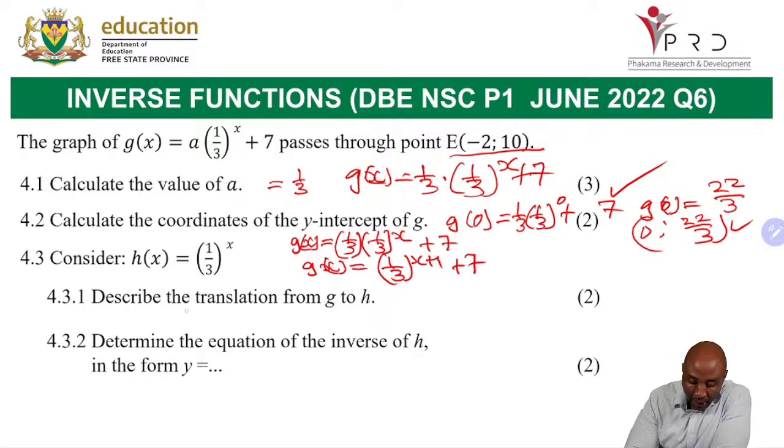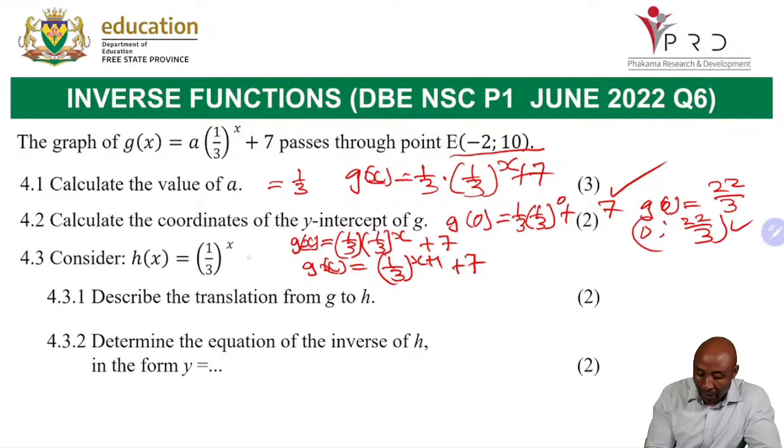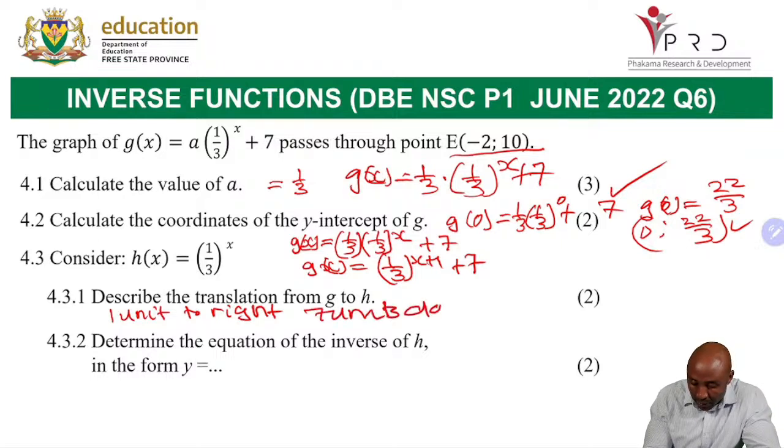Now, I want to describe the transformation. We are moving from this to get that. So, as you can see, this is going to be plus 1. So, we are moving this function 1 unit to the right and 7 units down, because I've moved from plus 1 to that, so it means it's plus 1 minus 1.